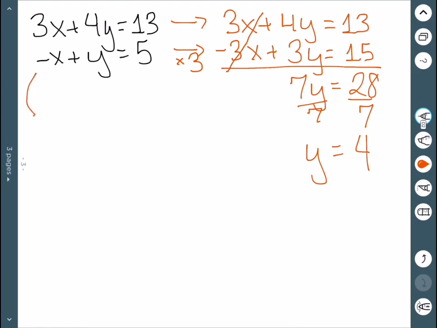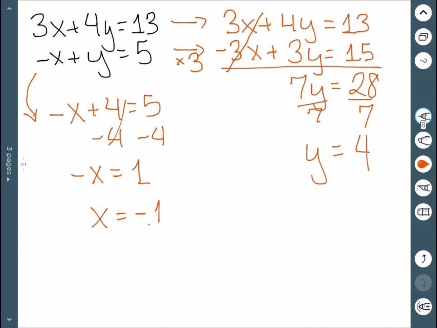We need to use one of our equations to solve for x. It doesn't matter which one. We'll go ahead and use the second one. Negative x plus y, which is 4, is equal to 5. We can subtract 4 from both sides to get that negative x is equal to 1, which tells us that x is negative 1. So my solution is negative 1, 4.